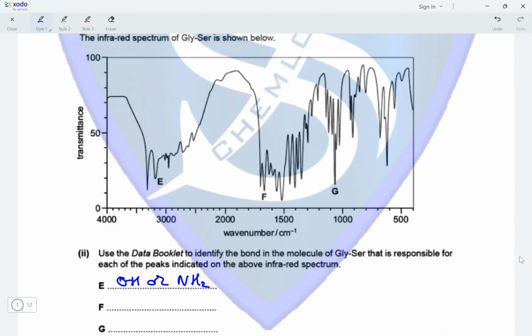And next we have F. F lies in the region of between 1600 and 1700. So this corresponds to a C double bond O group, which will have a peak in this region. And G is close to 1100 or between 1000 to 1100 wave numbers. This corresponds to a C single bond O group, which is the only group that has a peak in the region below 1500 wave numbers that can be identified.